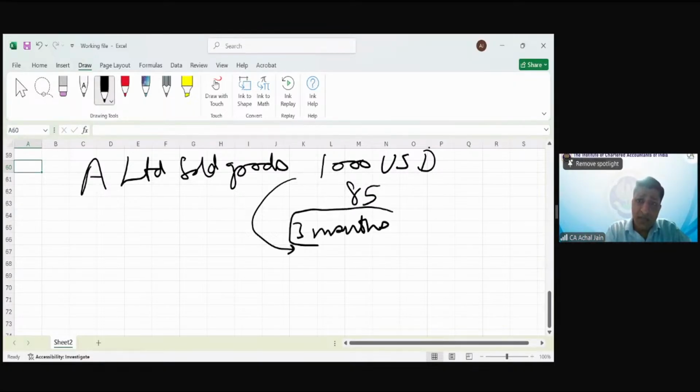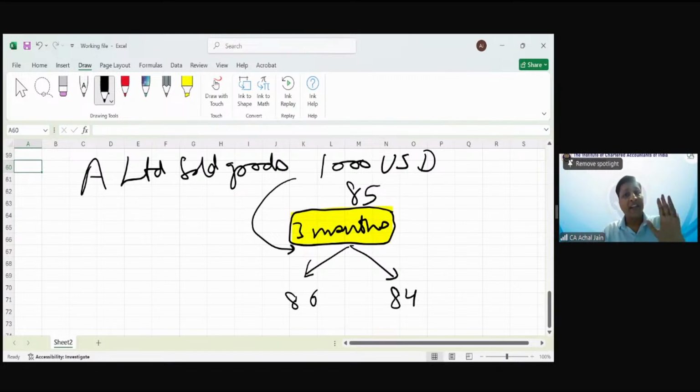Now, after 3 months, can you predict what is going to be the exchange rate? No, sir. So the same is the problem with A Limited. Now, after 3 months, two situations are possible. It may increase or decrease. If it increases, let's suppose it becomes 86. If it goes down, it becomes 84. If it increases, it's a benefit. But what if it goes down? There's a risk or not?